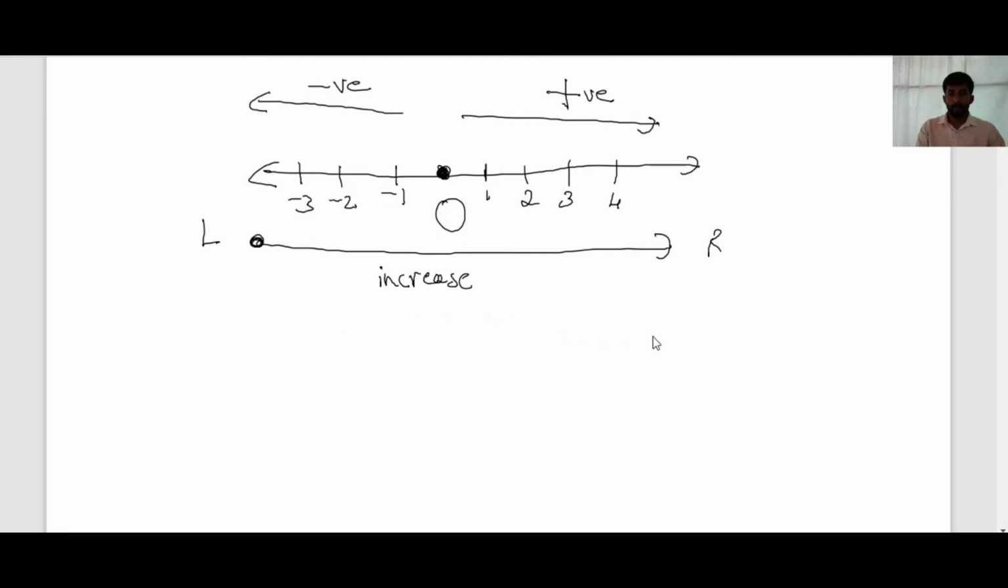As well as if you move from right side to left side, the arrow mark indicates you are moving from right side to left side, then all the values decrease. That means the value of the numbers decreases.